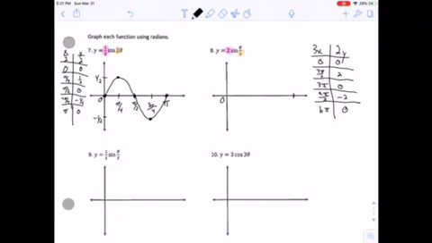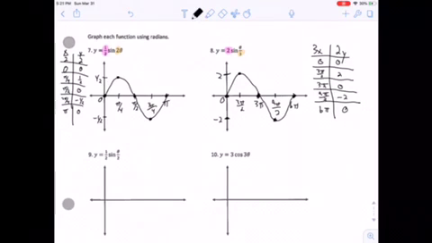0, 6 pi, 3 pi, 3 pi over 2, 9 pi over 2, and we go all the way up to 2 and down to negative 2, and now plot your points. 0, 0, up to 2, back to 0, down to negative 2, back to 0, and draw your curve. And there's your answer.